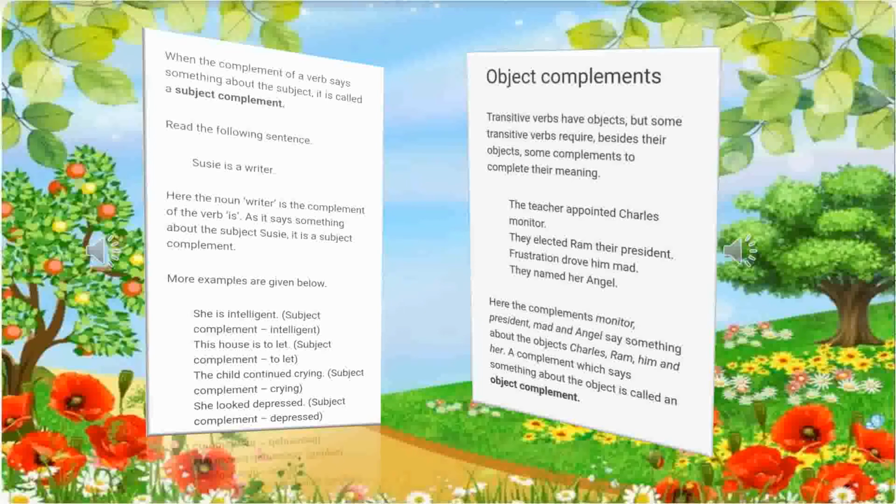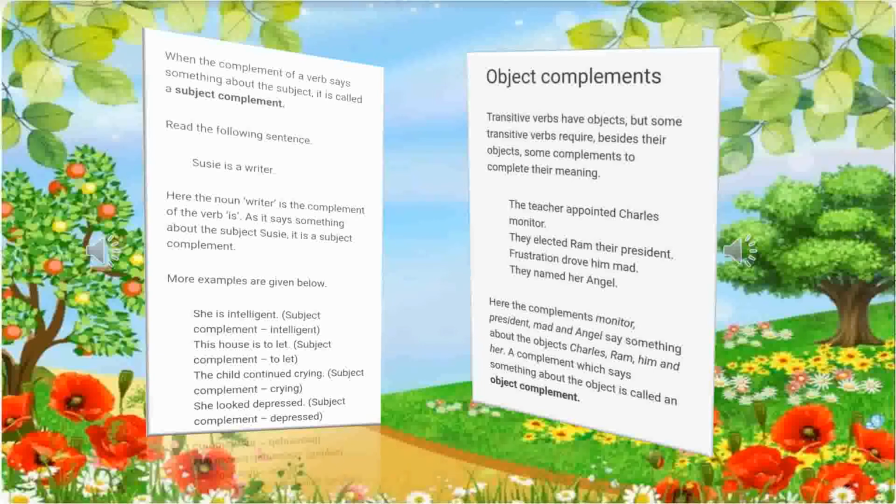Transitive verbs have objects, but some transitive verbs require, besides their object, some complement to complete their meaning. Generally, there will be a particular object given to the transitive verbs, but in some cases, some complement needs to be added other than the object in order to complete the meaning.